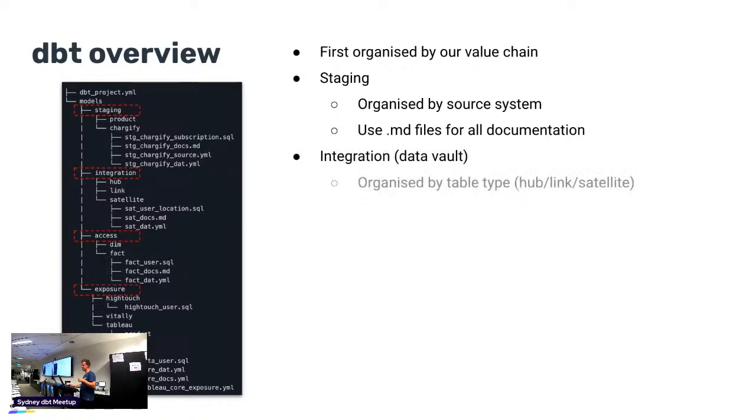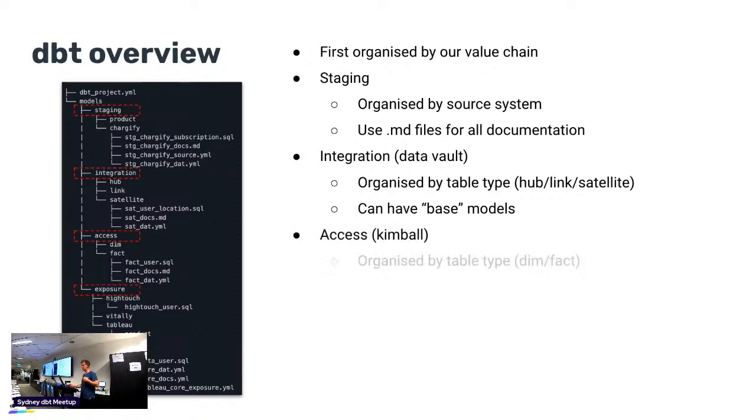With integration, we organize it by the table type, so hubs, links, and satellites. And we've decided we can have base models. Some people call them intermediate, but it's a half step between staging and integration for complex transformations when you want to dbt-fy them and break them apart. For access or Kimball dimensional, again, organized by table type.